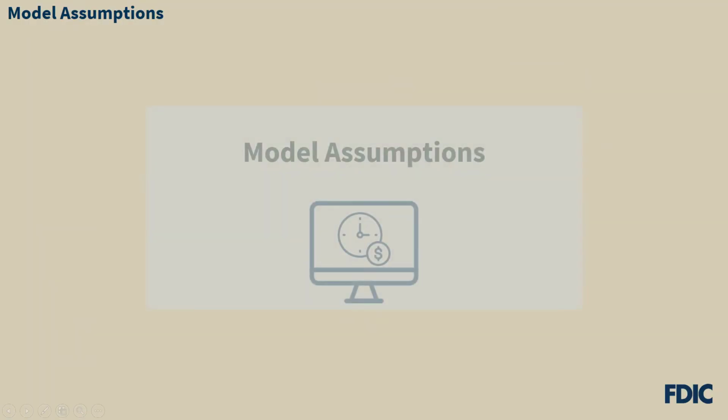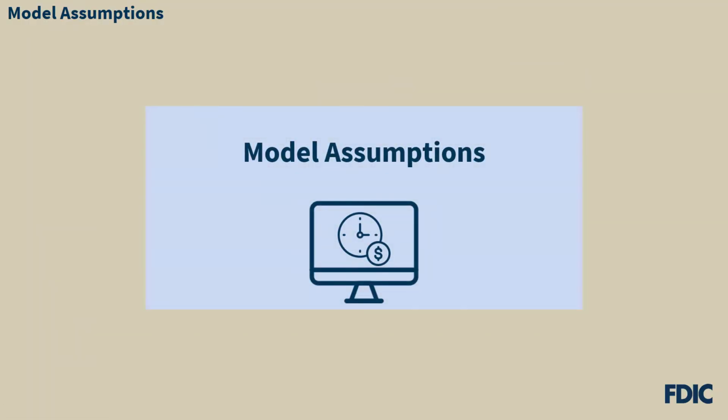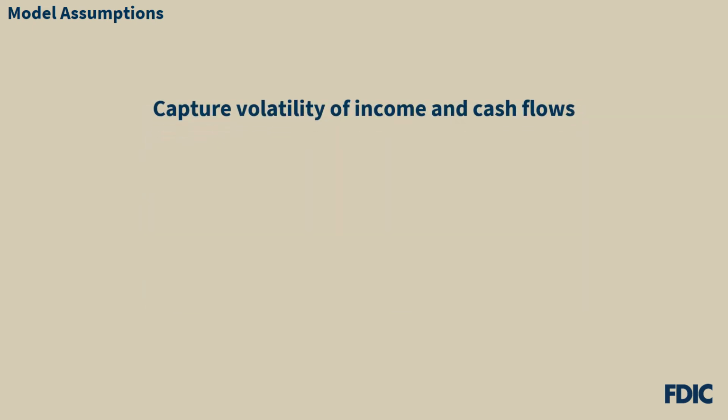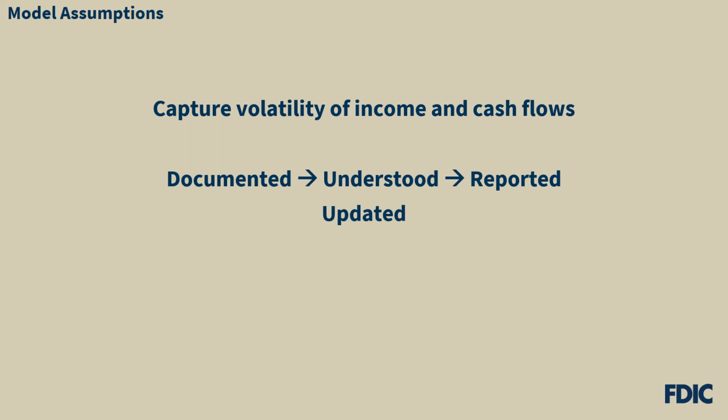Measurement systems are reliant on various assumptions, though some are considered more critical than others. Appropriate model assumptions and the ability to reasonably capture the volatility of income and cash flows can help ensure an effective measurement system. In addition, it's beneficial to ensure that key model assumptions are documented, understood, and reported to the Asset Liability Committee and the Board. Further, model assumptions are typically updated regularly, with updates reported to the Board or Asset Liability Committee.